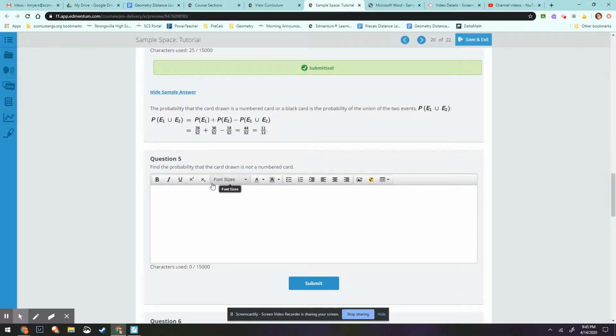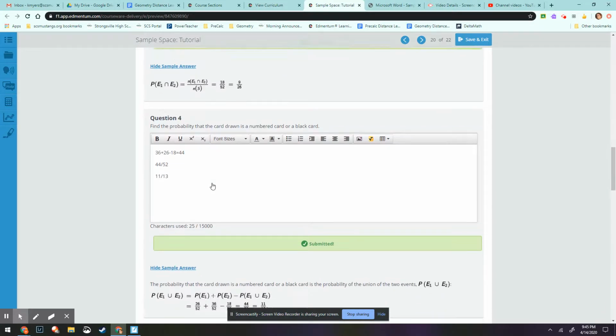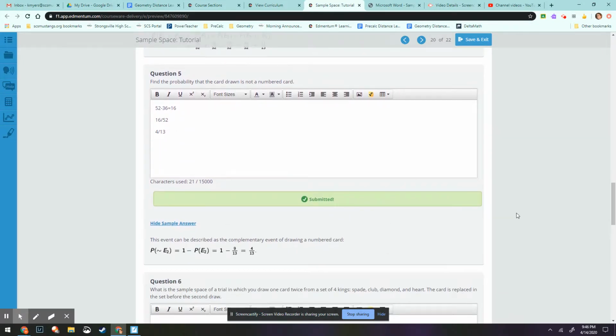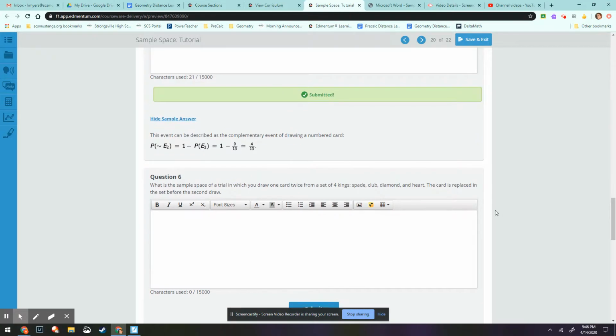Okay, so now we have to find the probability the card is not a numbered card. So again, if we said that there were 36 numbered cards, 52 minus 36, when you do 52 minus 36, you get 16 cards. So there are 16 cards that are not numbered. So 16 divided by 52 gives you 4 over 13. That's the probability of getting not a numbered card.